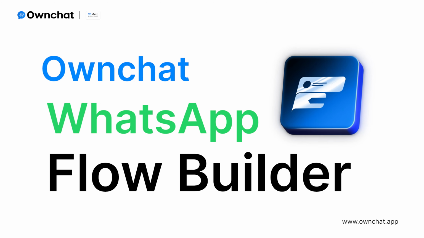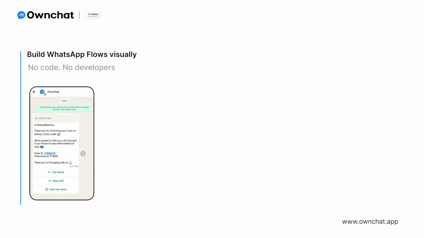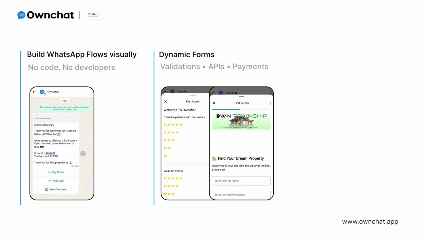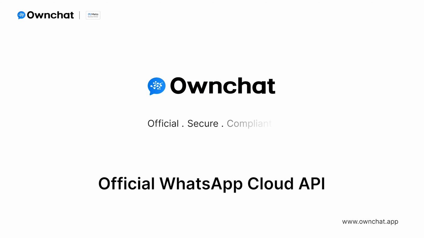Ownchat, WhatsApp Flow Builder, is a no-code platform that helps businesses design, launch, and manage WhatsApp flows visually without developers. It supports dynamic forms, validations, API integrations, payments, and workflows, enabling teams to build production-ready WhatsApp experiences faster while strictly following official WhatsApp Cloud API best practices.